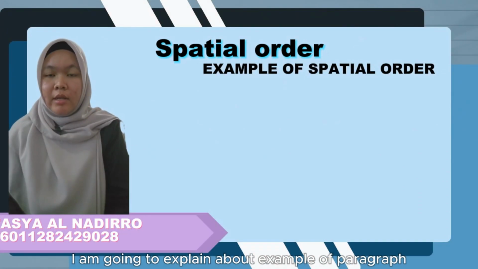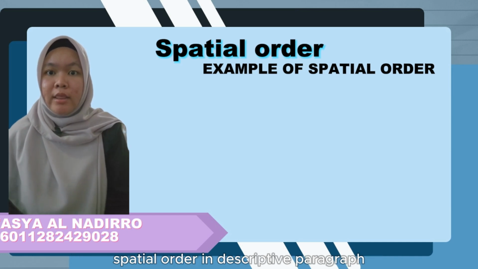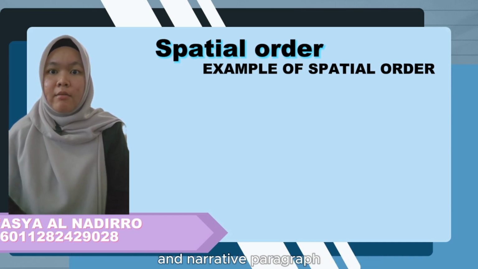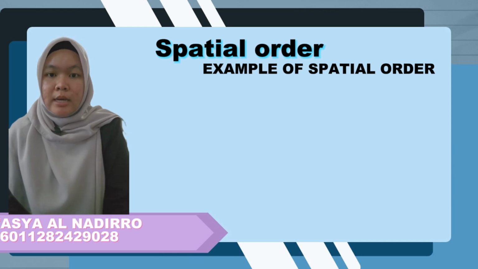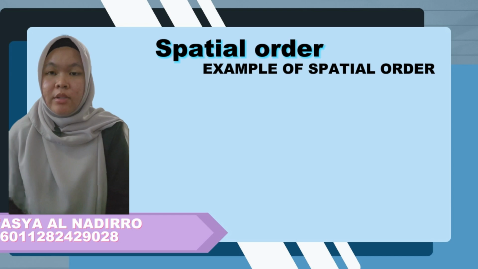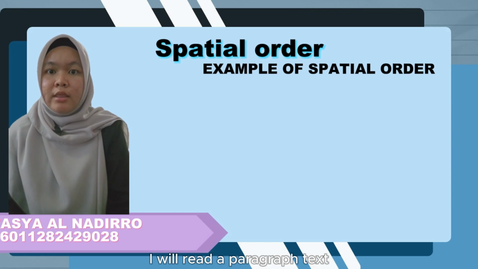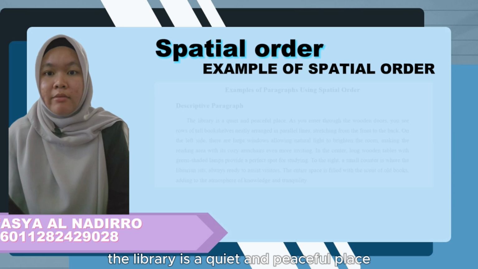I'm going to explain examples of paragraphs using spatial order in a descriptive paragraph and a narrative paragraph. Example of a paragraph using spatial order. The first one is the descriptive paragraph. I will read the paragraph text. The library is a quiet and peaceful place.